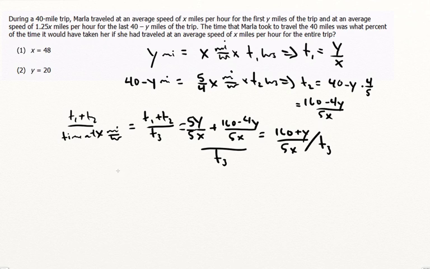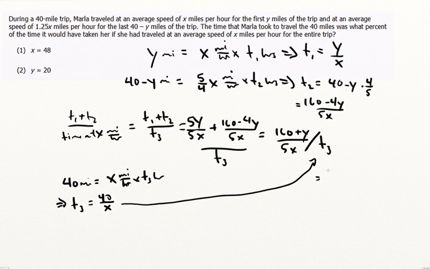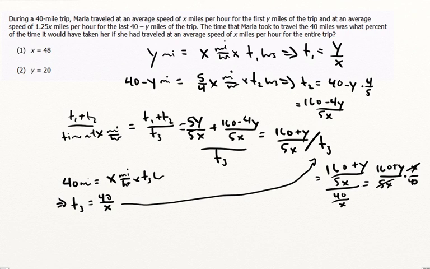So now, remember, I still haven't looked at the statements, but I'm considering the hypothetical situation here: 40 miles as a distance. If she had traveled x miles per hour the entire time, that's going to be our t3 hours. That means that t3, of course, is 40 over x. I'll plug that in here. So now I'm going to get 160 plus y over 5x divided by 40 over x. And if we flip that over, we're going to get 160 plus y. So notice that the x actually disappears.